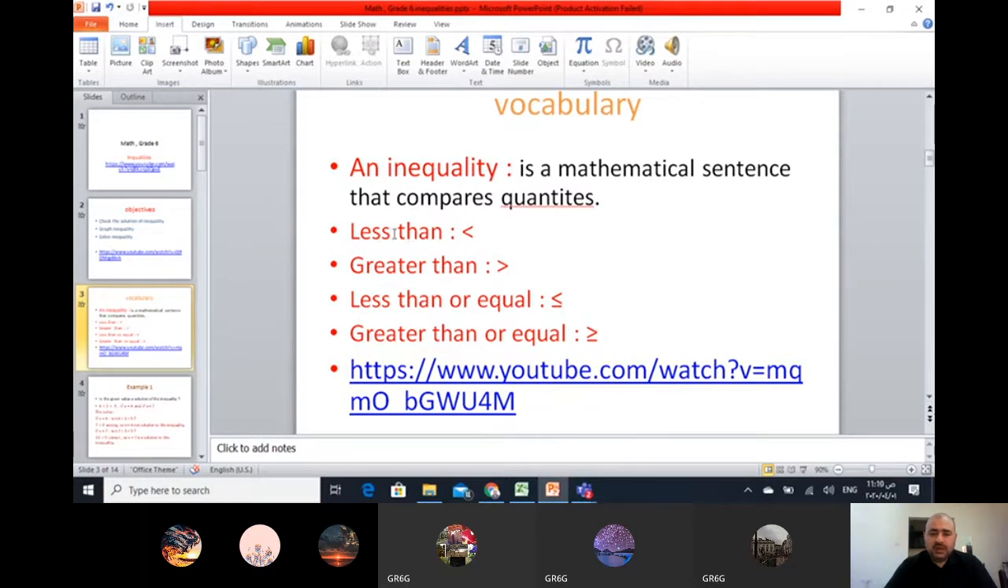Hello, we have the second word, less than. This sign means less than. And here we have greater than. This sign means greater than. And here we have less than or equal. This sign means we have less than or equal. And this sign means greater than or equal.